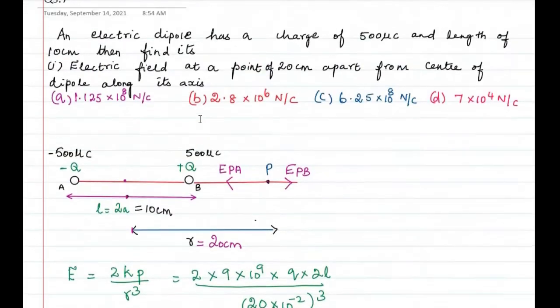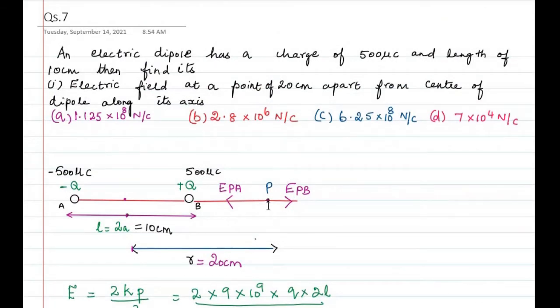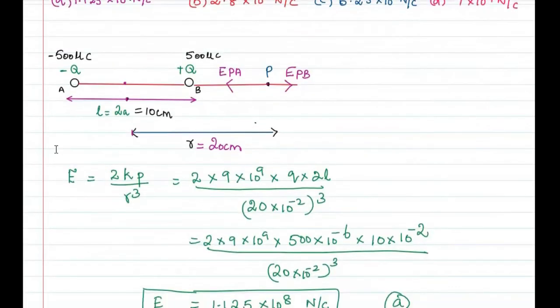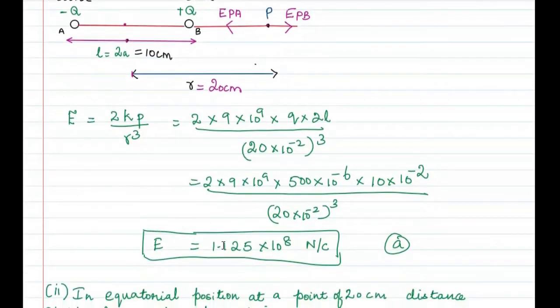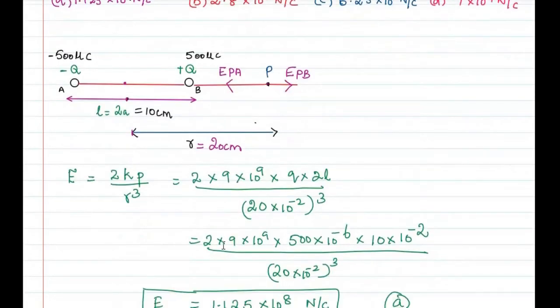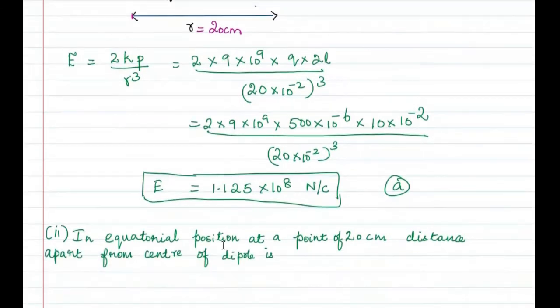So are you able to get it? They asked to find the electric field at a point along the axial line. Due to this dipole, what is the electric field at a point P along the axis line? So use this formula, E is equal to 2 into Kp divided by R cube. Substitute the given values, then you will get the magnitude of this electric field.